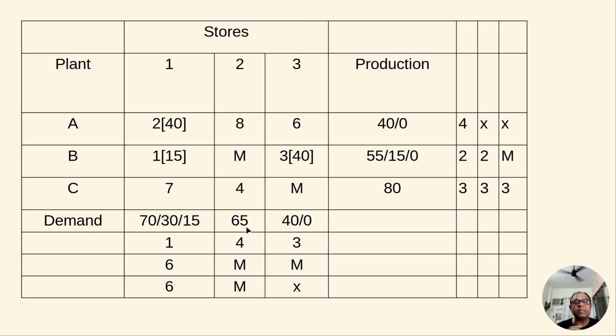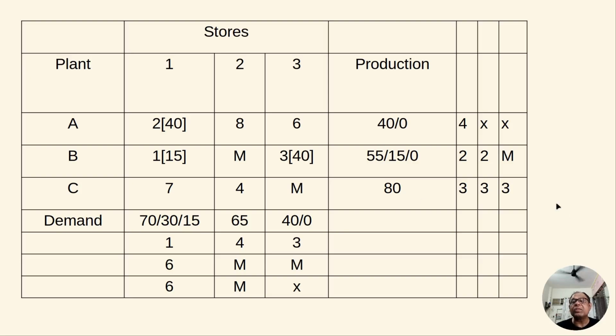So we allocate 15, which was remaining, to store 1. Now the remaining is 15. So 15 is the demand which is now unsatisfied or unmet in store number 1. Now again, as we can see here, we have fully allocated row number 2 and row number 1. Now what remains here? Stop. Don't do penalty calculations beyond this.